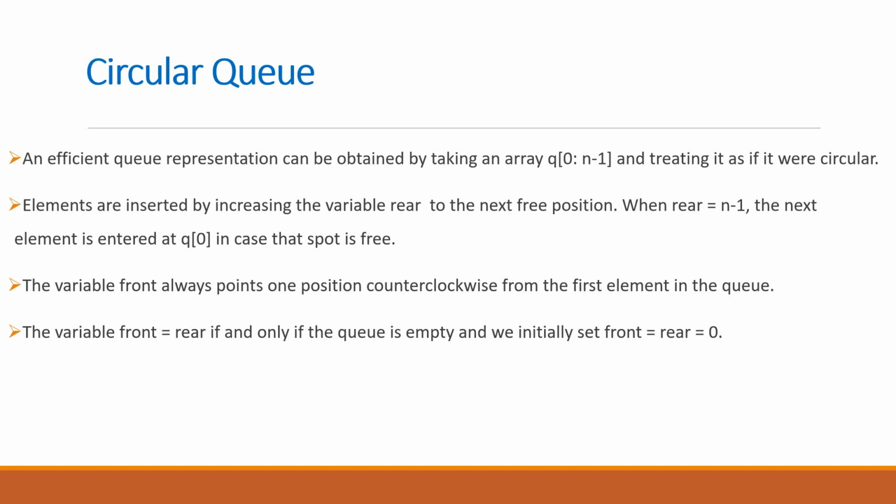The variable front always points one position counterclockwise from the first element in the queue. The variable front equals rear if and only if the queue is empty. So initially we set front equal to rear equal to 0; then the queue is empty.